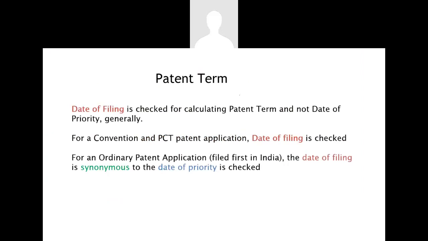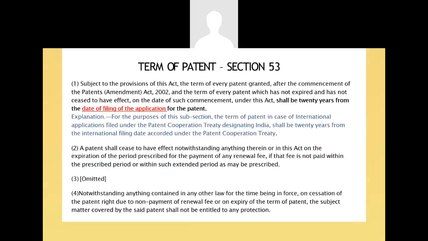In case of PCT, in case of convention, date of filing is different from the date of priority. It could be different, it could even be same. Similarly, for an ordinary patent application, date of filing could be same as date of priority, but you never use the term date of priority here. You only look for what has been the date of filing. Let's look at some examples.